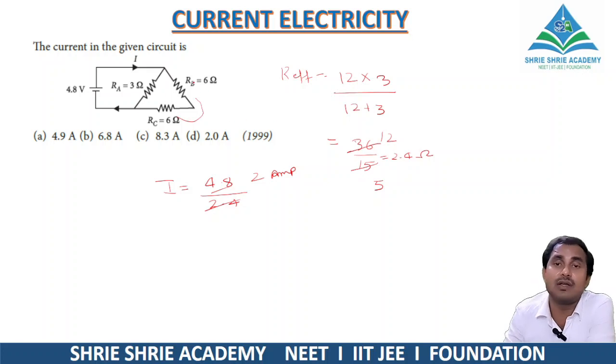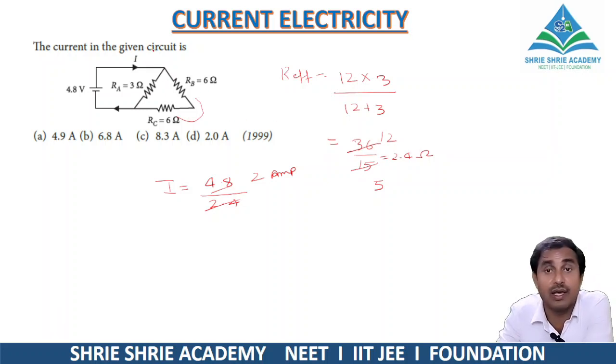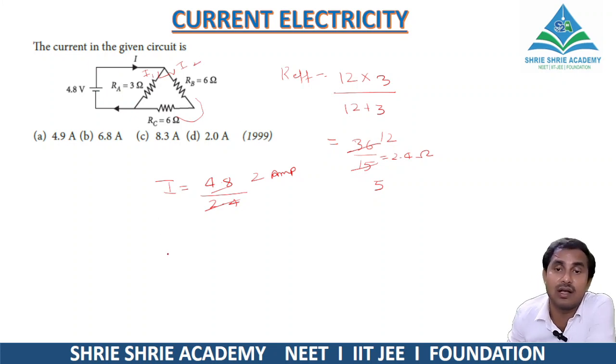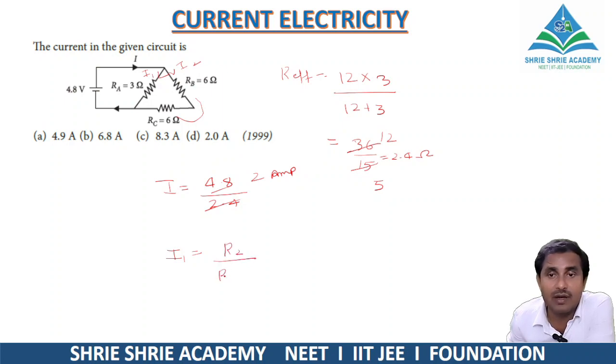Fine, but I'll not stop here. Let's discuss the current here. Current division: let's say this side is I1, this side is I2, because another question is there in which they ask the current in different branches. Then I1 is equal to, you'll have the formula, I1 is equal to R2 divided by R1 plus R2 into total current.